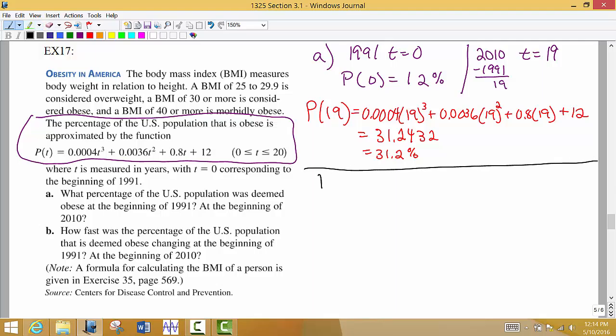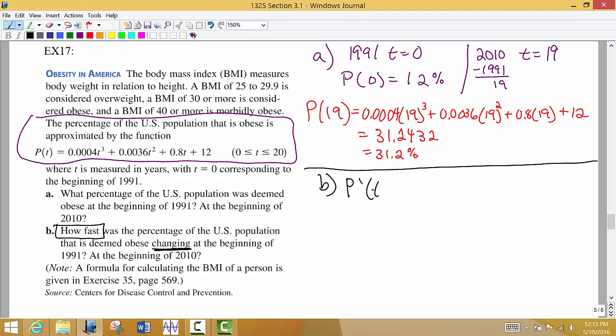So let's look at part B. How fast was the percentage of the U.S. population that is deemed obese changing at the beginning of 1991? So how quickly was this obesity percentage rising at the beginning of 1991? Basically we're looking at, per year, how was that percentage changing? Since we're talking about how fast, we're talking about a rate of change, so we need to find a derivative. That's the first thing I'm going to do.